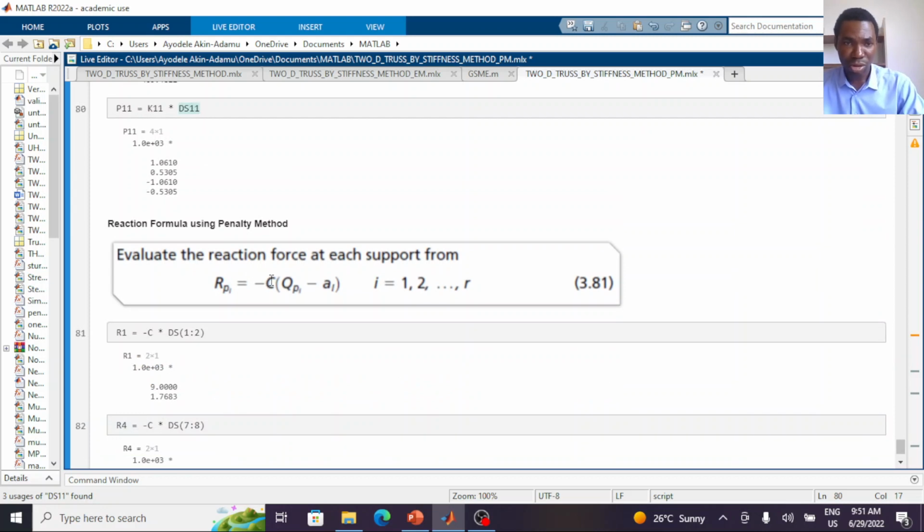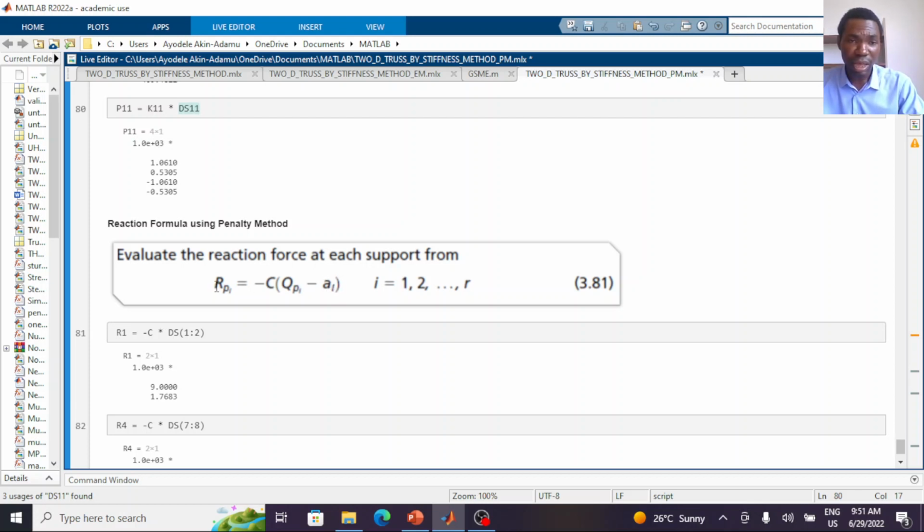The last thing is the computing of the reaction. Using the penalty method, you can compute reaction at support. That is the beauty of using the penalty method, which you cannot do when we use the elimination method. Because we are using the penalty method, we can compute the reaction using this formula. And I have told you in my PowerPoint, we don't have gap problem, we don't have settlement problem. The A is 0. The A here is our settlement. So the A is 0 here.